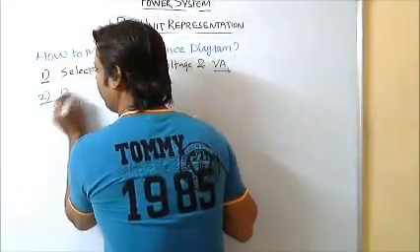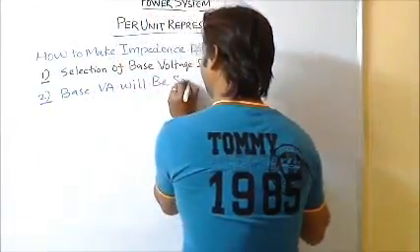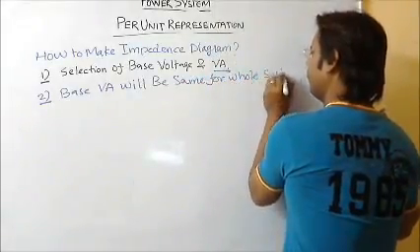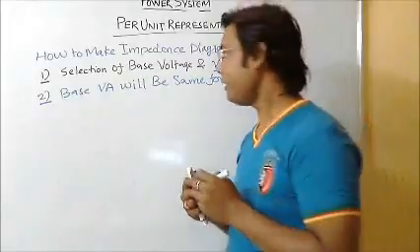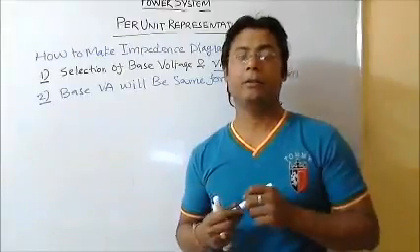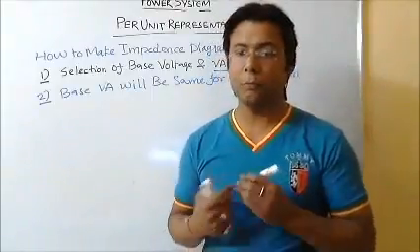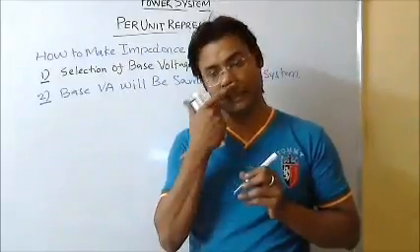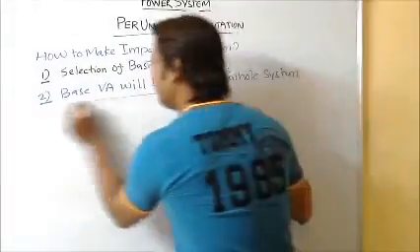Second, base VA will be the same for the whole system. The third thing is about the base voltage. The base voltage changes according to the transformer, and if a transformer is coming, then the new base will be equal to the old base multiplied by the line to line voltage ratio of the transformer. So this was the thing for the base values: VA will be the same.